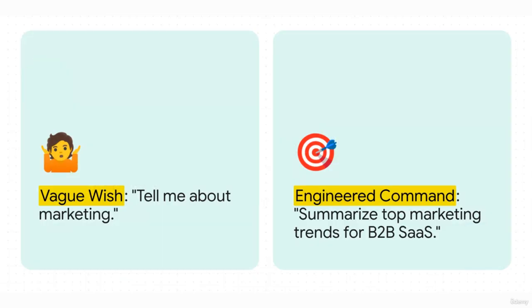And the difference here is just, it's night and day. On the left, you've got this vague wish, right? Tell me about marketing. That's going to get you a rambling, unfocused essay. It's basically just a data dump. But on the right, you have an engineered command. It's precise. It tells the AI exactly what to do and who it's for. And the result isn't some pile of random information. It's a sharp, targeted, and immediately usable insight. It's the difference between asking for a pile of bricks and directing the construction of a perfectly laid wall.